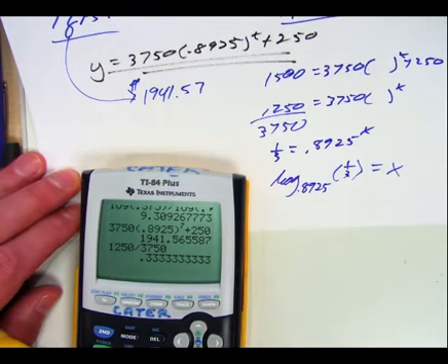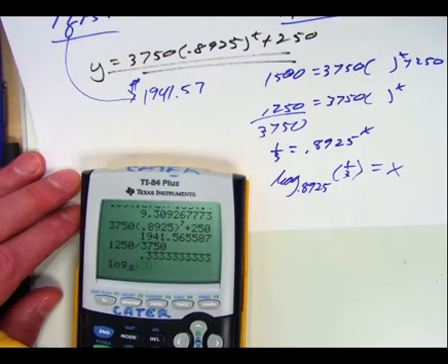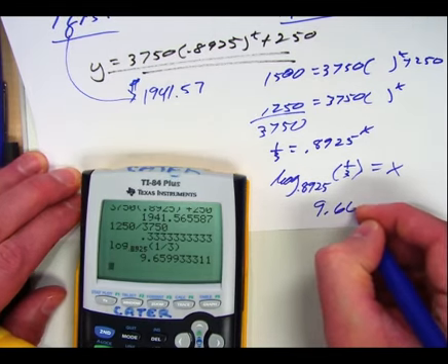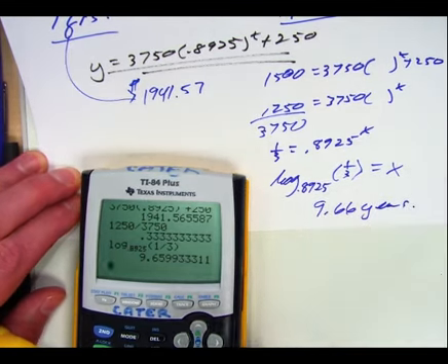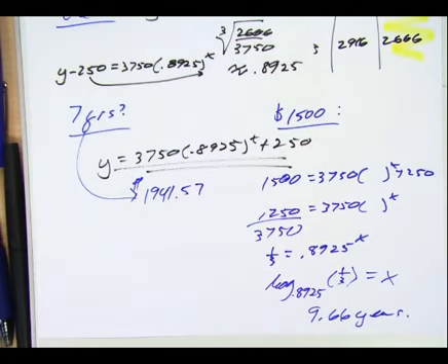And so then when I do that, I can type it in on this calculator. So I can put log base 0.8925, and then this would be 1/3, and I'm going to get 9.66 years. So as you can see, you do need to be able to solve these. I went through these rather quickly so that you could see how they're done. This is exactly what your standard is like. You should know how to do those types of questions.